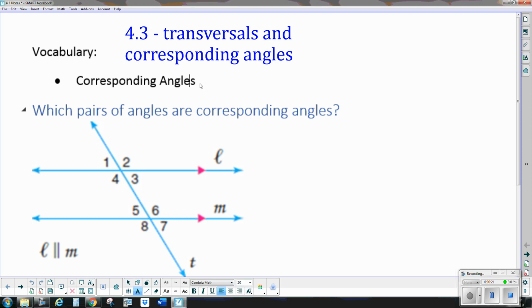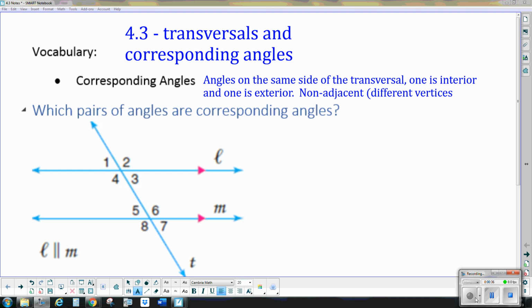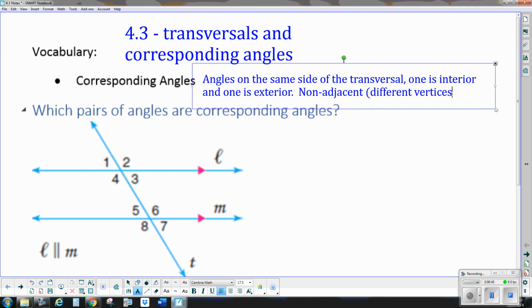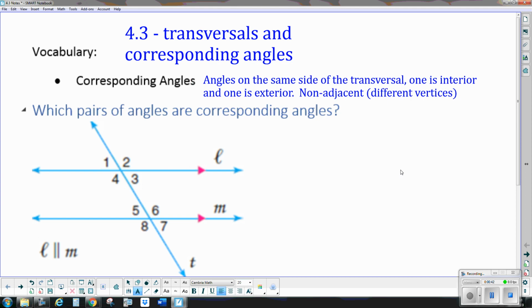If you remember corresponding angles, these are non-adjacent angles that lie on the same side of the transversal. And with corresponding angles, one is interior and one is exterior. When we say they're non-adjacent, that means they do not share a side and a vertex. And in this case, with corresponding angles, they have different vertices.